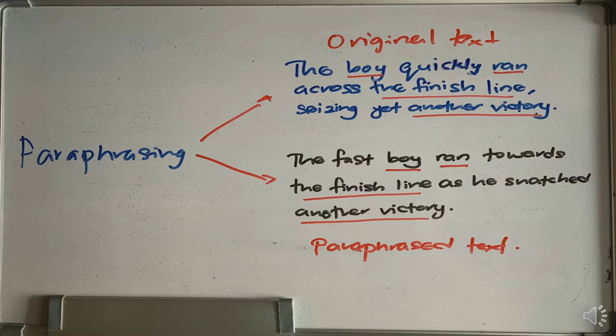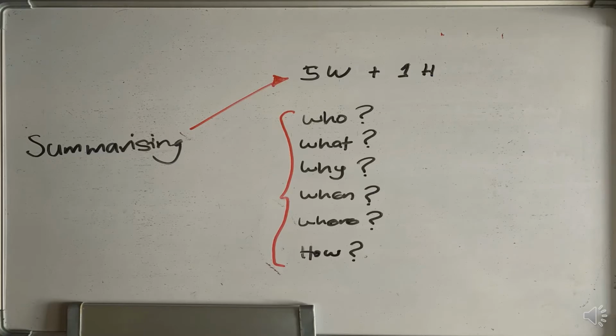The boy quickly ran across the finish line, seizing yet another victory. Meaning that you are looking at your understanding of the original text: who, the boy, and then what did he do? Quickly ran across the finish line, so this is where, and then seizing yet another victory. Basically, you transfer your understanding by reading the original text, and you rewrite using your own words. In the next slide, it is about summarizing.